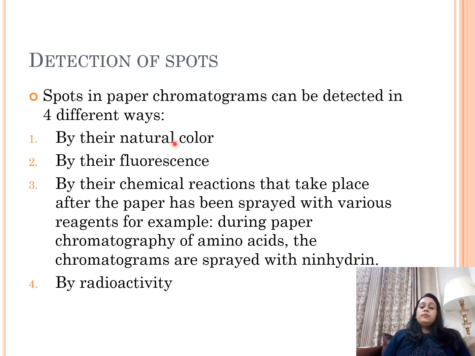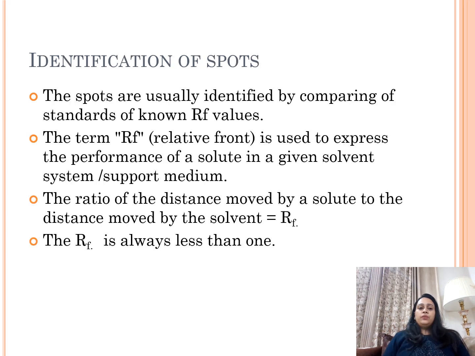But if we are doing amino acids, sugars, or nitrogenous bases, we are not able to see them. For that, we need a chemical reaction, where we will spray ninhydrin or analytical reagents, and these reagents will bind to the spots. Wherever there's a spot, they will form a colored complex and we will be able to see it. That is the first factor. Second, by fluorescence. For example, in case of nitrogenous bases, we can use a UV transilluminator to see where they are fluorescing. So by using different mechanisms, we can detect the spot.